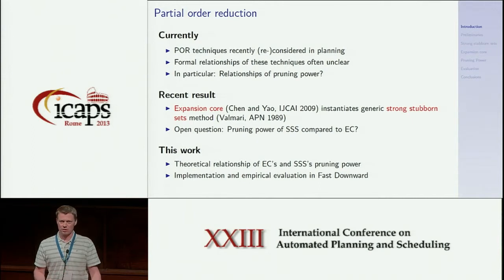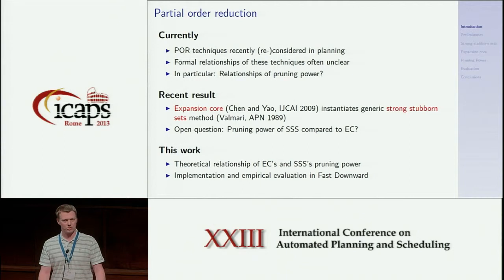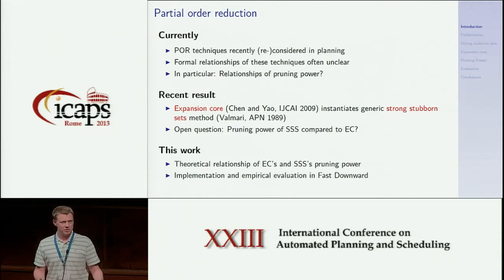All right, so the current situation is that, as I've said, partial order reduction has been originally proposed in model checking and computer-aided verification, but already roughly 20 years ago. And recently, partial order reduction techniques have also become quite popular in the area of AI planning. Various techniques based on this idea have been proposed, but in many cases, the formal relationships of these techniques have not really been clear. In particular, the relative pruning power of these techniques has been unclear.